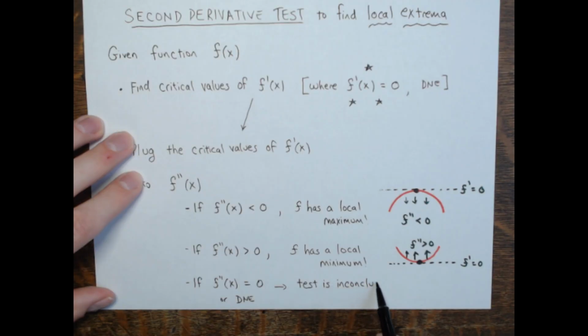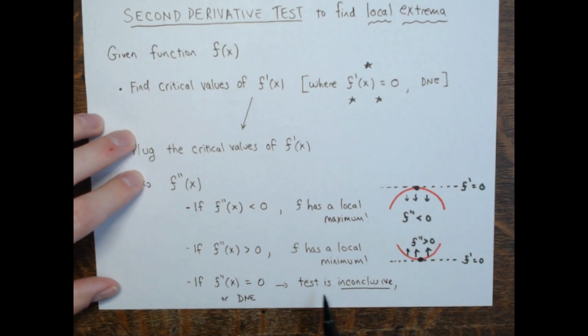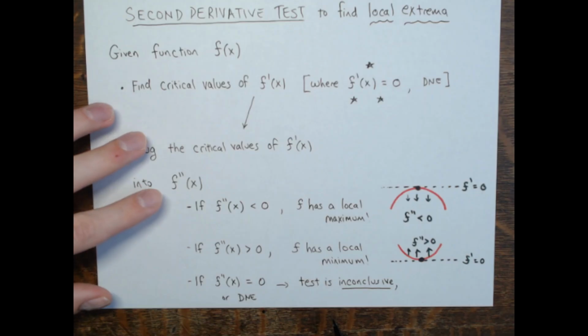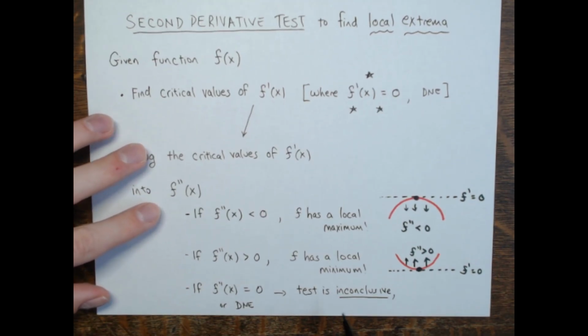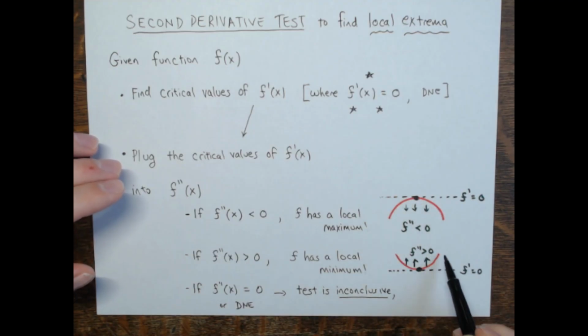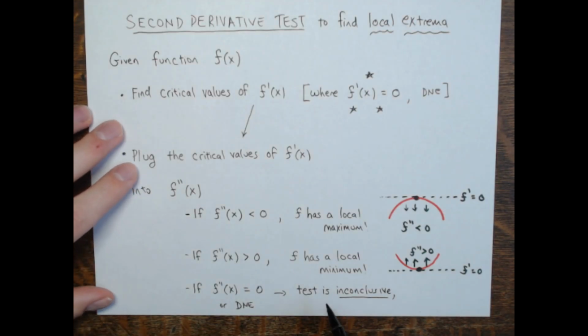The test is inconclusive. That means you should just go back and do the first derivative test to see if you're at the top of a hill or the bottom of a valley, right? If you're going from increasing to decreasing or decreasing to increasing. So you can remember you can use the first derivative to tell you that stuff.